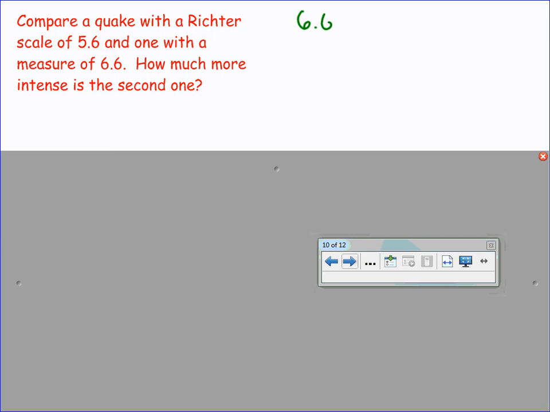That is to say, we'll take the higher earthquake magnitude minus the lower earthquake magnitude, and that looks like 1. Then we'll do 10 to that difference, and that will give us the number of times more intense the larger quake is. So 10 to the first looks like 10 times as intense.